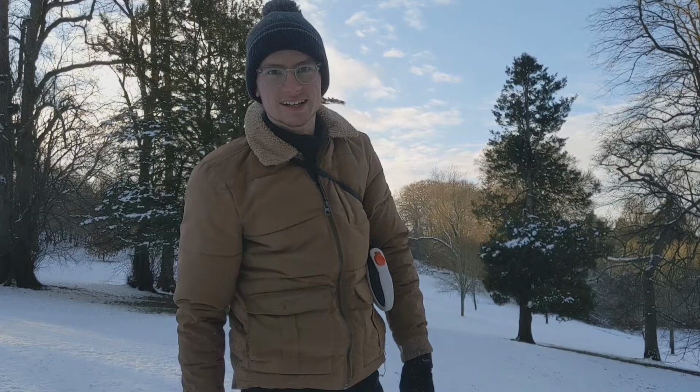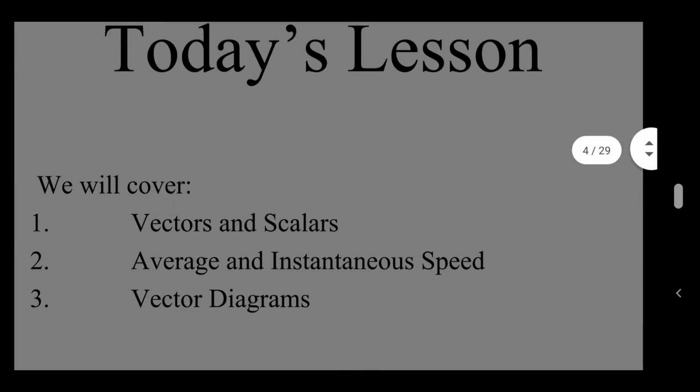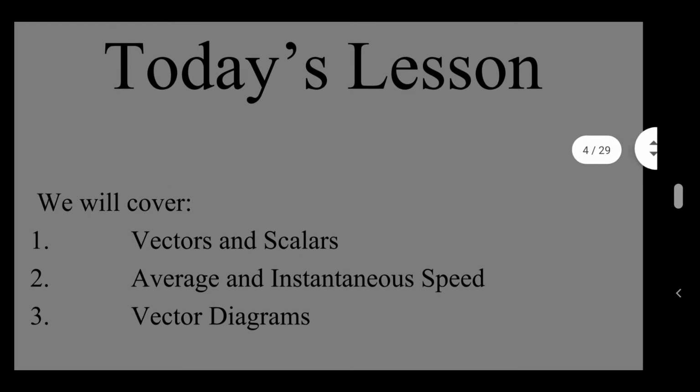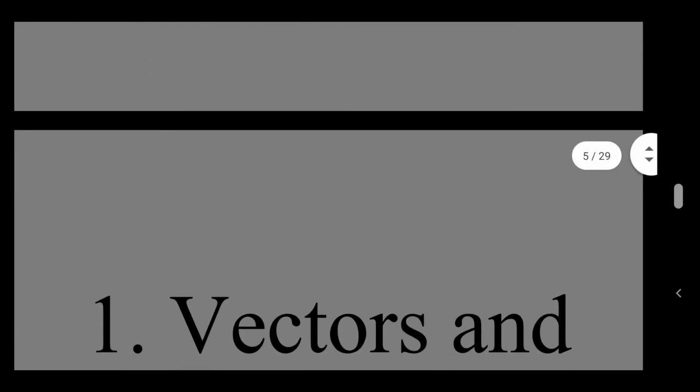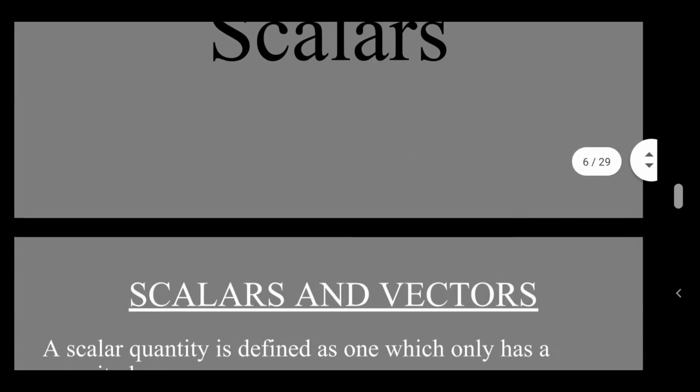But today we're talking about dynamics, and specifically we're talking about 3 different things: vectors and scalars, average and instantaneous speed, and vector diagrams. Now vector diagrams are probably one of the most difficult parts of the course, so that is why we're spending lots of time on that today. So first things first, vectors and scalars.